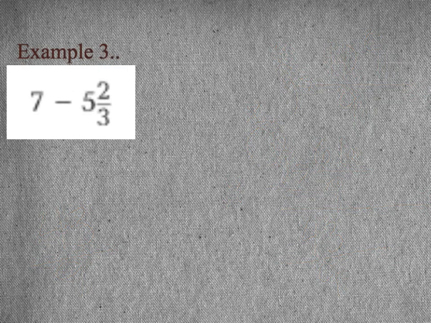All right. So our example number 3, 7 minus 5 and 2/3. All right, guys. I want you to pause this video, try to see if you can solve this one, and then we'll meet back here and solve it together. Okay, so you have paused the video, you have solved the problem. Now it is time to see if you are correct. So I'm going to rewrite the problem right here just so I can see it. 7 minus 5 and 2/3.